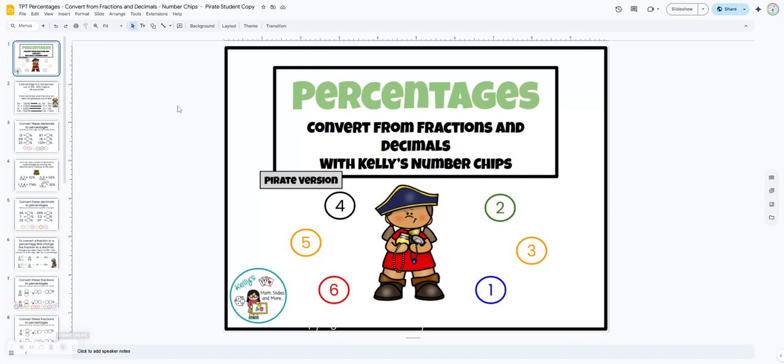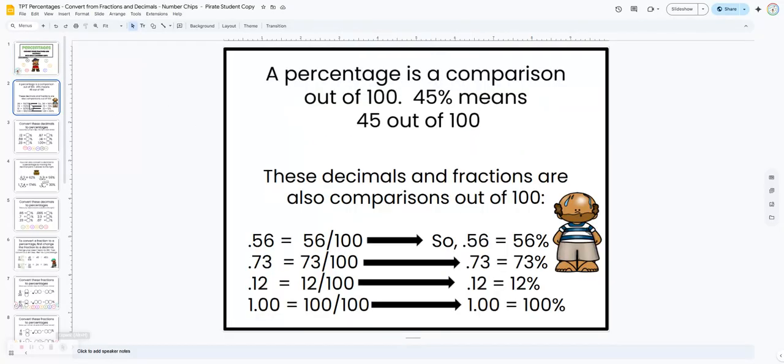Percentages, converting from fractions and decimals using number chips. This is a digital lesson, and this one's pirate themed. The students are going to move these number chips around their screen in order to change these fractions and decimals to percentages. So the lesson starts with showing students some pretty easy conversions, and it tells them what a percentage is. So it's a comparison out of 100.